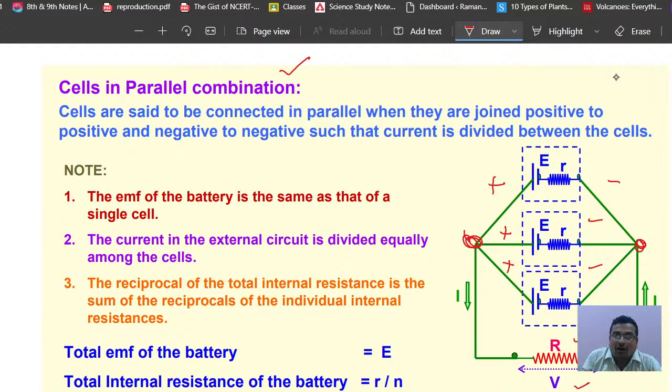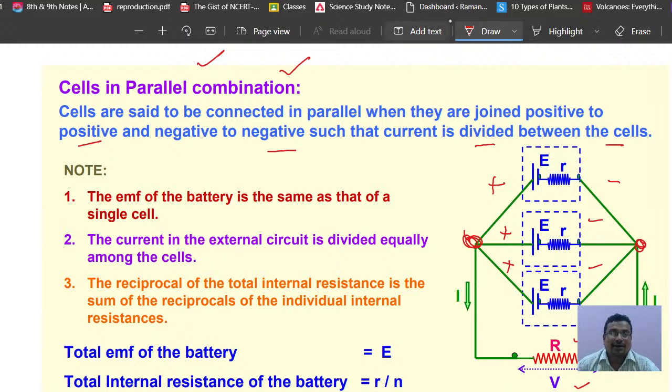So when all the positive terminals of the cells are joined to the positive, and all the negatives of the battery are connected to the negative, such that current is divided between the cells, this connection is called cells in parallel. Hope my dear friends you understand this.